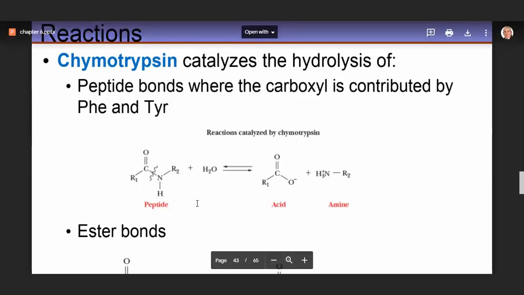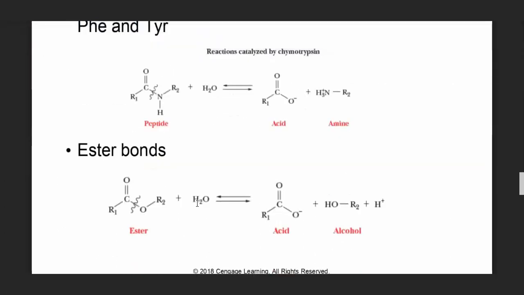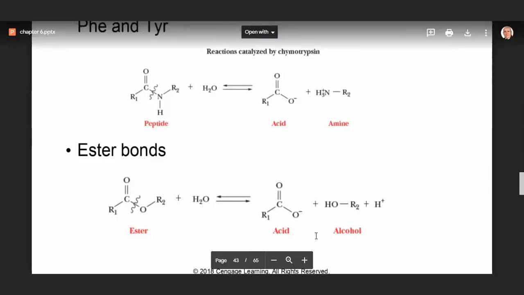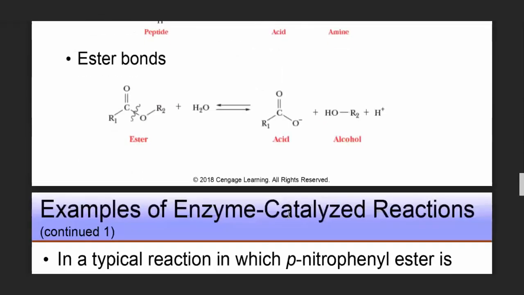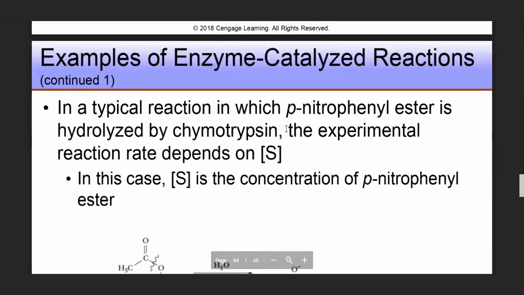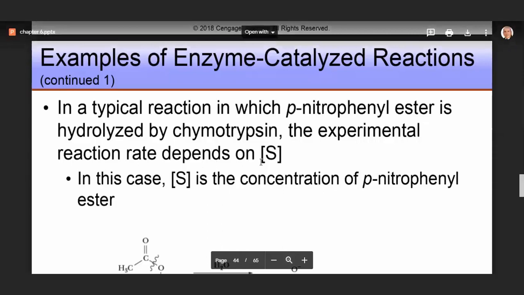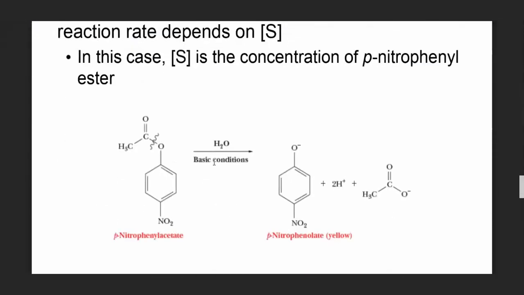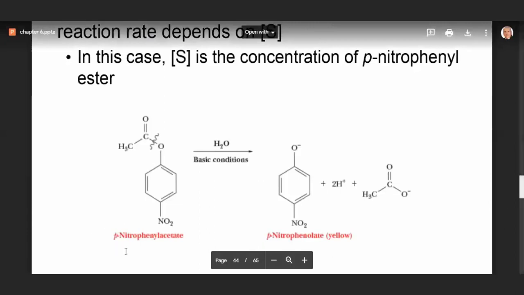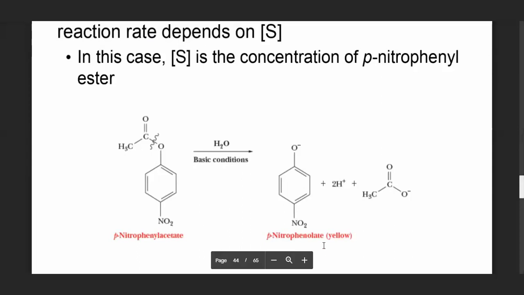They found also that chymotrypsin in vitro often hydrolyzes an ester bond to generate an acid plus alcohol. So this is what they did in a typical reaction in which they took this ester, para-nitrophenyl ester, hydrolyzed by chymotrypsin. The experimental reaction rate depends on substrate concentration. So again, this is the example. This is para-nitrophenyl acetate in basic condition and water, giving para-nitrophenolate, yellow, plus this acetate.